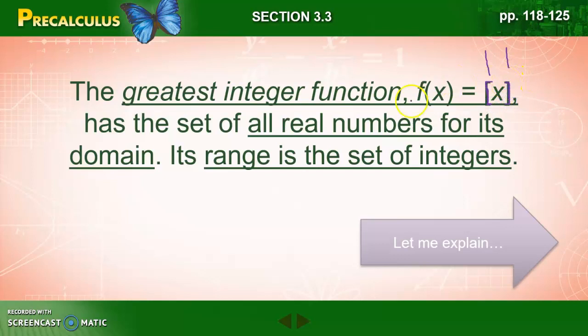So the greatest integer function, represented by this function rule, has the set of all real numbers for its domain, and its range is the set of integers. So all real numbers for its domain, and then the range is the set of integers, remember, represented with the Z. I like to think of the greatest integer function as the Price is Right function.